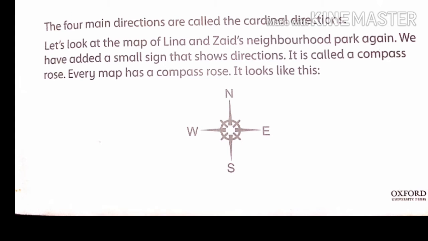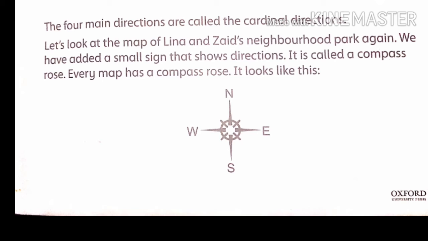Next, the 4 main directions are called the cardinal directions. Let's look at the map of Lena and Zad's neighborhood park again. We have added a small sign that shows directions. It is called a compass rose. Every map has a compass rose. It looks like this. So these 4 directions are called cardinal directions.